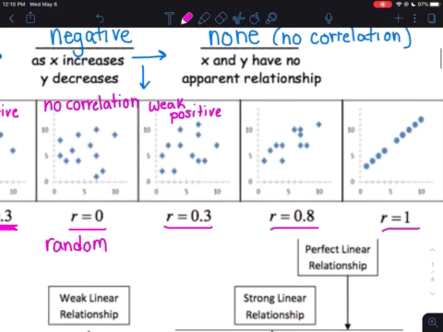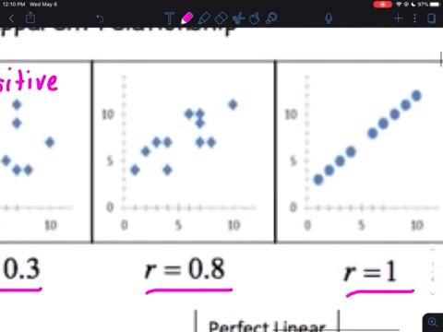All right. As you move to the right, we're getting closer to 1. That looks like it's closer to a straight line. My correlation coefficient is 0.8. It definitely is positive. As I'm moving to the right, my data points are going up, and I'm going to call that a strong positive correlation.